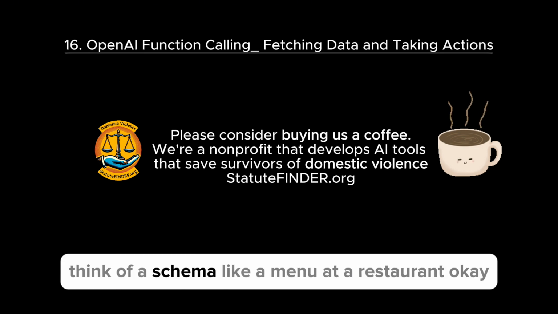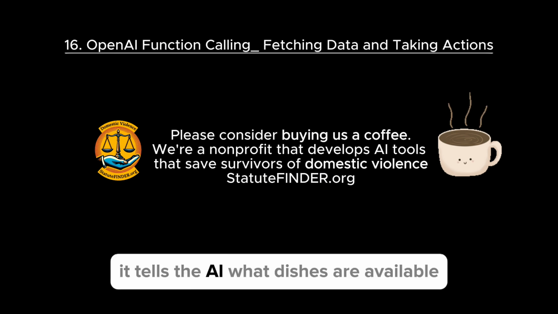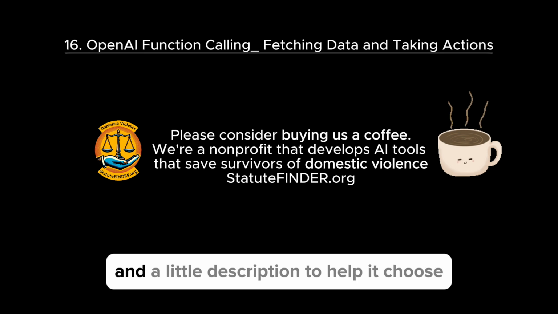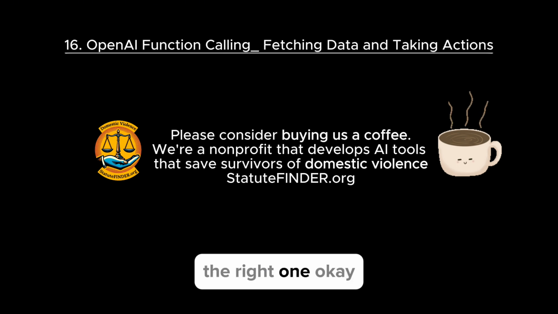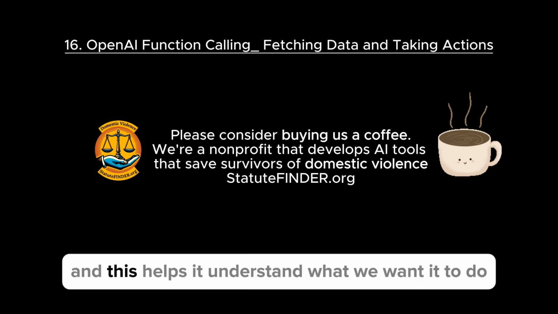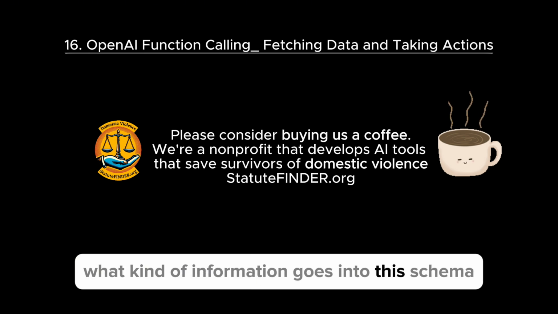Think of a schema like a menu at a restaurant. It tells the AI what dishes are available, what ingredients it needs, and a little description to help it choose the right one. So we're giving the AI a menu of options to choose from. Exactly. And this helps it understand what we want it to do. What kind of information goes into this schema?